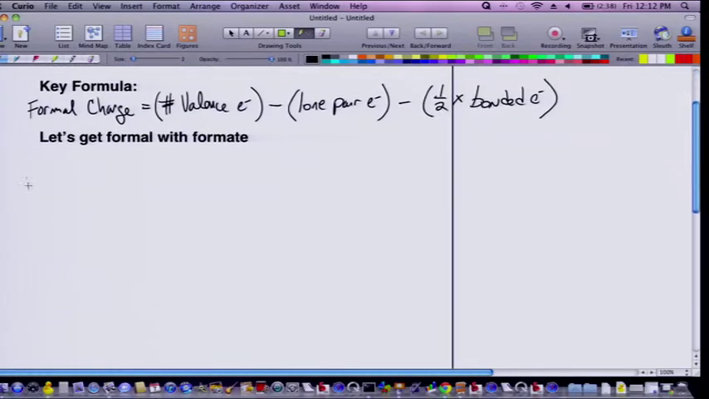And as I'm making fun here, we'll look at formate. So we'll get formal with formate. That's supposed to be funny. Sorry. That sounds like forced laughter.